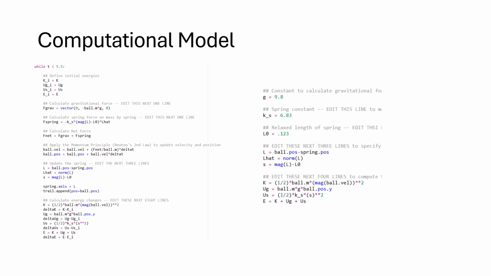So we have our gravitational constant, which is 9.8. And then we also have our spring constant that was given to us. We also have the relaxed length of the spring as well. And then again, the components that make up spring force, which is L hat, S. And then we also just have the equations again for kinetic energy, gravitational potential energy, spring potential energy, and then the sum of our energies, which is kinetic, gravitational potential, and then spring potential energy.